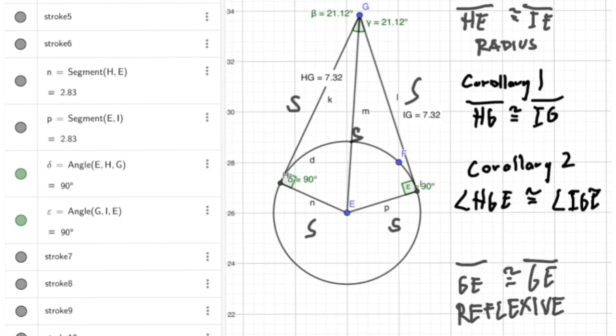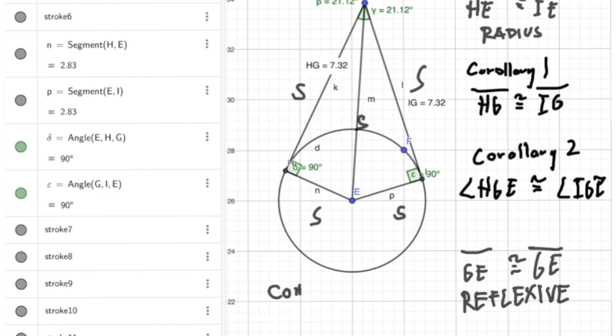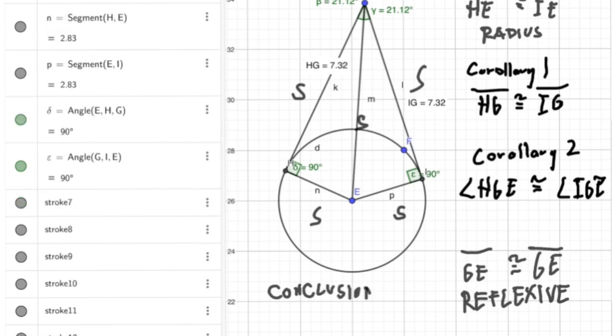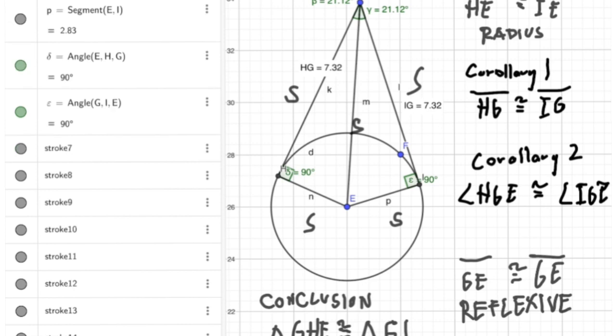So our conclusion for this lesson is that if you have an image similar to this, we can say that triangle GHE is congruent to triangle GIE. Not only are they congruent, they're also two right triangles. So that's it for this one. But now let's try to actually apply the skill that we learned here using an example. So let's go to that one.